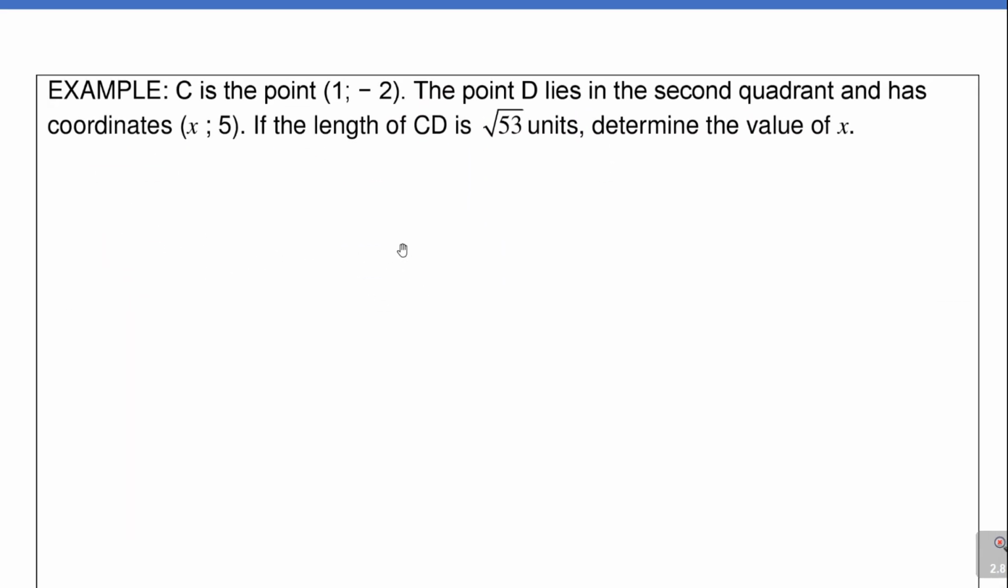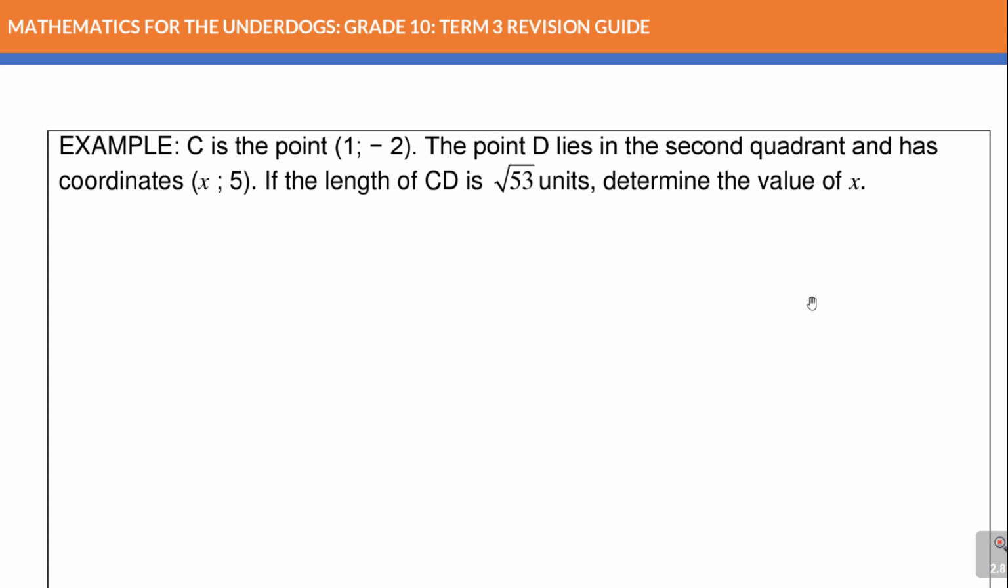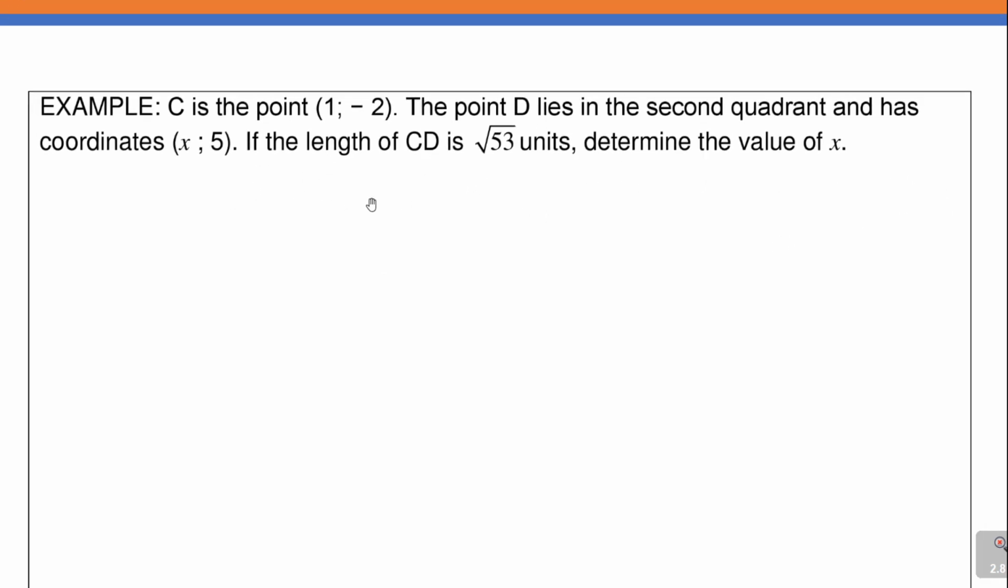You solve them. Alright. My time is up on one question, but I want to still do this one. It says example C. C is the point 1, minus 2. The point D lies in the second quadrant. Okay, they are telling us about the quadrant now, and there are coordinates for this. If the length of CD is this, determine the value now. See, they didn't say values. Now they want the value of x. Are you seeing that?